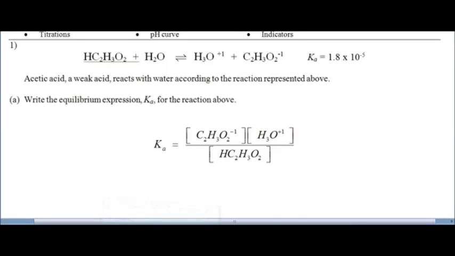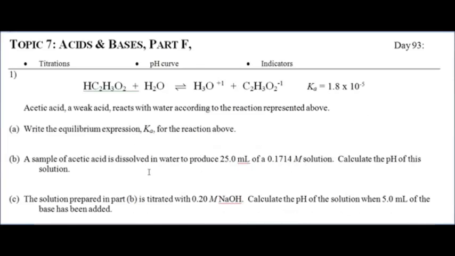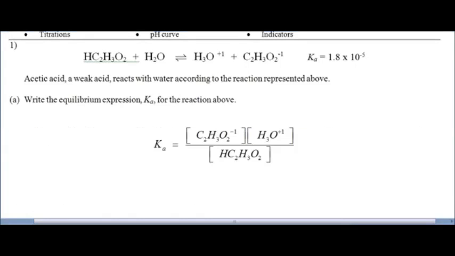Part B, it's asking you we have a sample of acetic acid dissolved in water to produce 25 milliliters of a 0.01714 molar solution. It wants you to calculate the pH of this solution.